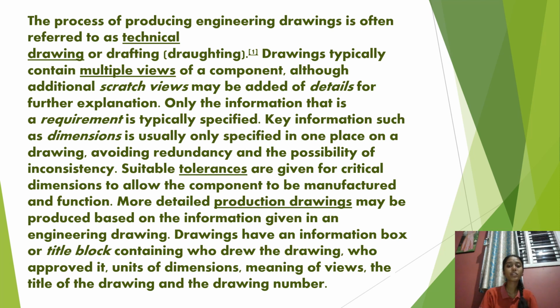More detailed production drawings may be produced based on the information given in an engineering drawing. Drawings have an information box or title block containing who drew the drawing, who approved it, units of dimensions, meaning of views, the title of the drawing and the drawing number.